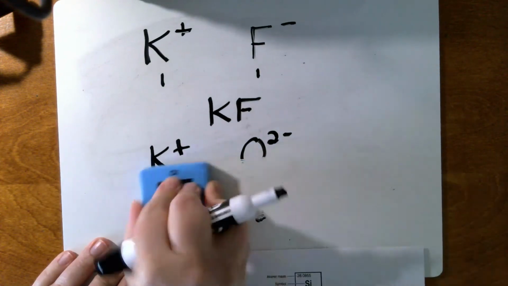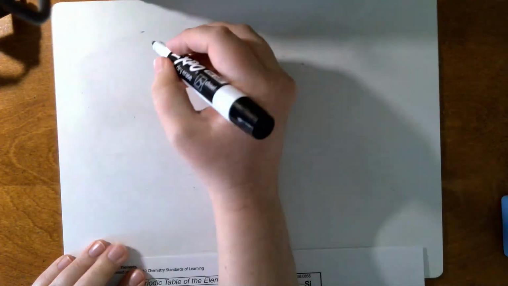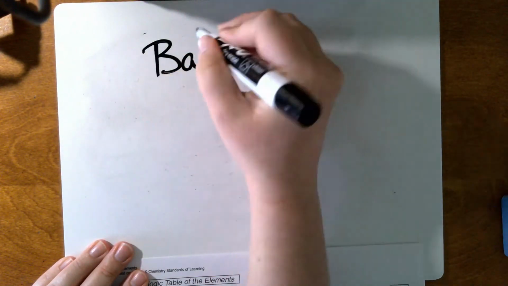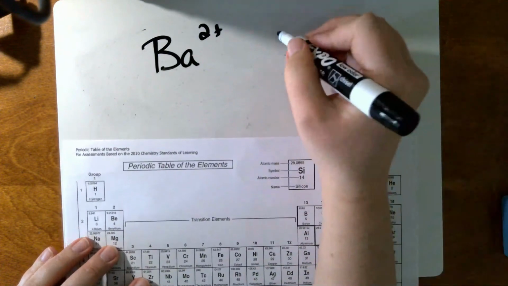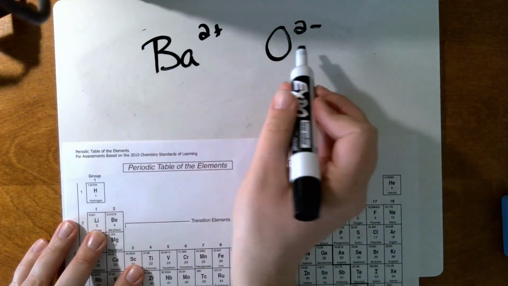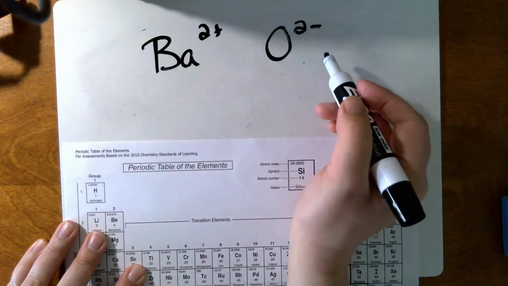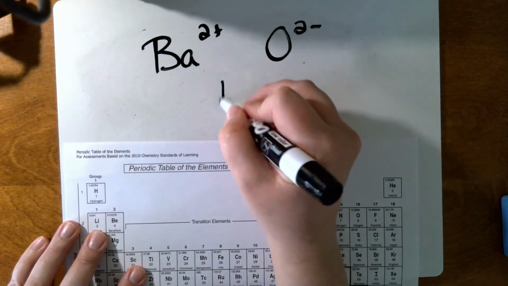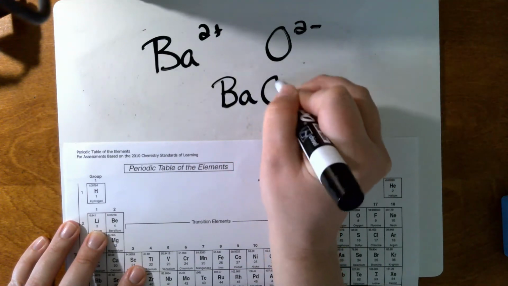Okay? Let's look at a few more examples. Let's say I was going to react barium, which has a +2 charge, and oxygen, again, which has a -2 charge. Again, these balance each other out, +2 and -2. So I just need one of each, BaO.